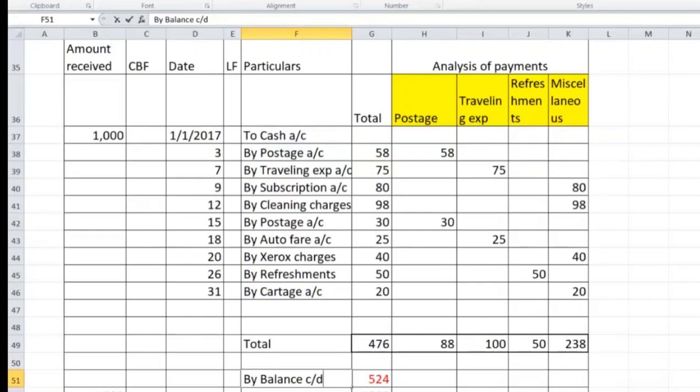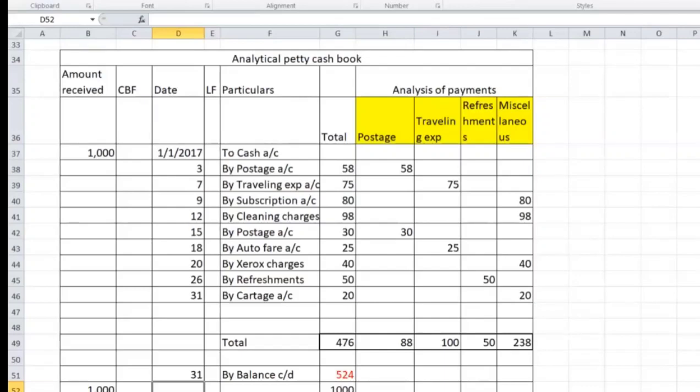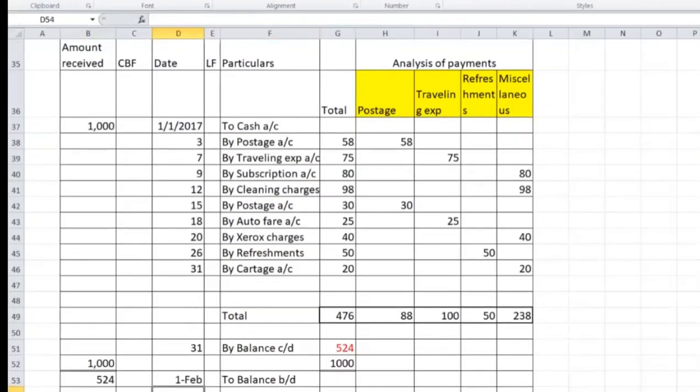Now, this is the month end, so write down on 31st. Now, next month first, you have to write down balance brought down. How much? The same amount, 524. When it is next month first, that means Feb 1st. On Feb 1st, 524 you are writing.